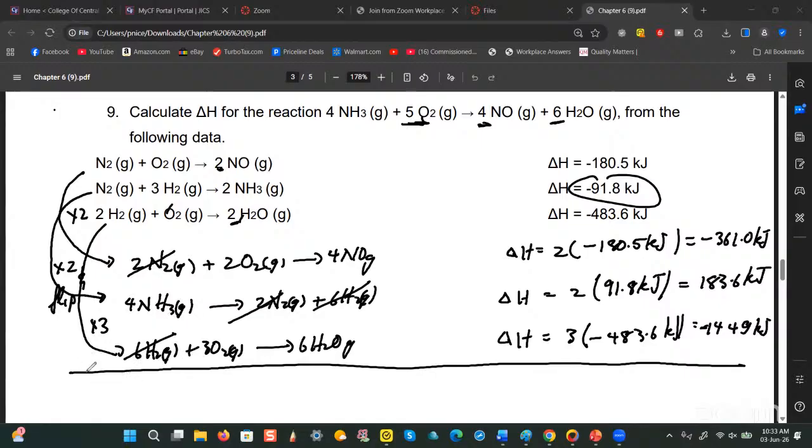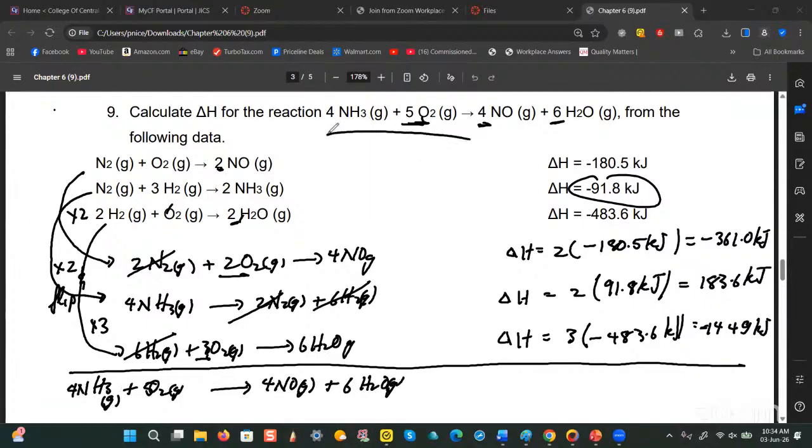So we write down what's left. And what is left? 4 NH3. And notice the oxygens. You have 2 oxygens and 3 oxygens on the same side. So those won't cancel. Those would add up, right? So you're going to end up with plus 5 O2 gas, and this is a gas, by the way. And then on the right side, you're going to end up with 4 NO gas plus 6 H2O gas, right? And that will be the same equation as the one for which they're asking you to calculate delta H.